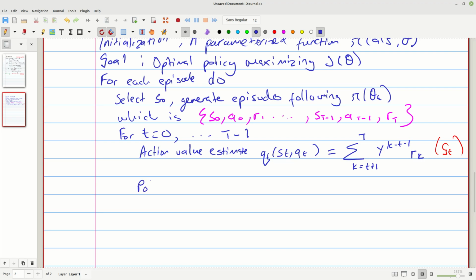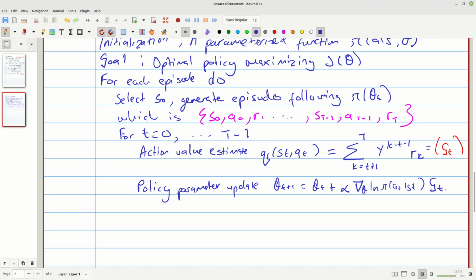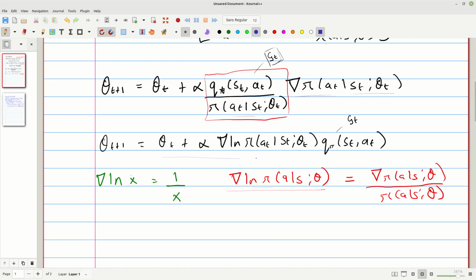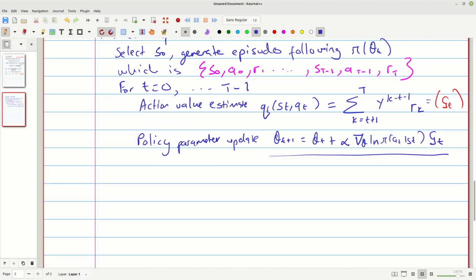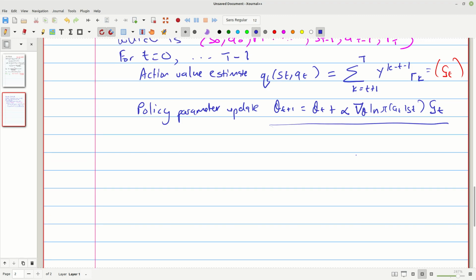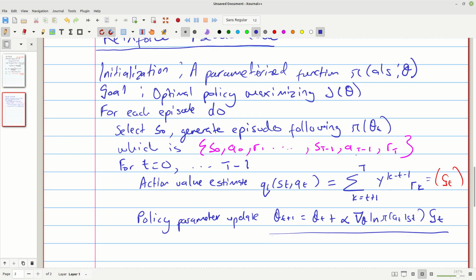And then we update our policy parameter. The update rule is theta t plus 1 equals theta t plus alpha times the derivative with respect to theta of ln pi at given st times, let me just write times GT instead to make it simpler, our return, the return that we computed here. As you can see, this update is essentially the same as what we computed over here. This is how we make our update using reinforce.